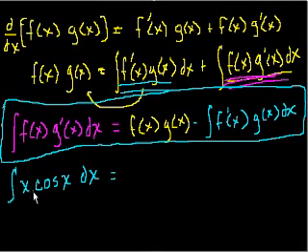So in this situation, we could assume that f of x is x, and we could assume that g prime of x is cosine of x, or we could assume the other way around. The reason why I'm going to assume that f of x is x, and g prime of x is cosine of x, is because later we want to take the derivative of f of x. And the derivative of f of x simplifies things a lot.